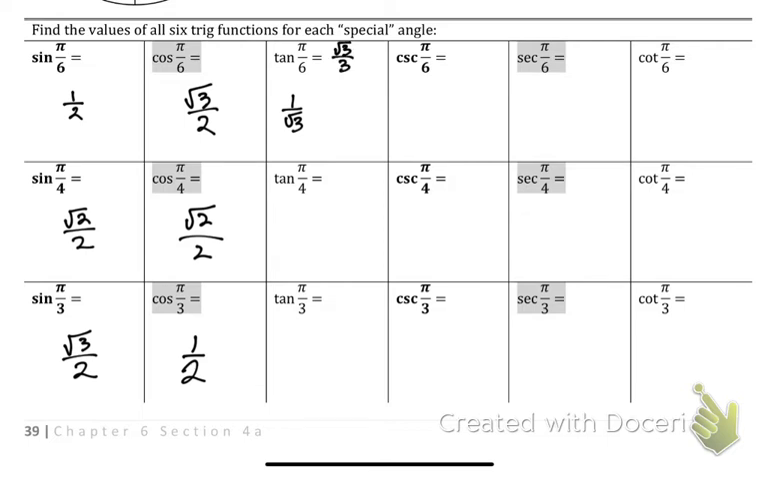Let's do our tangent all the way down first, because once we have tangent, everything else is just flipping it. So our next one is sine over cosine, which is square root of 2 over 2, all over square root of 2 over 2. You could do keep change flip. You just take out the 2's.